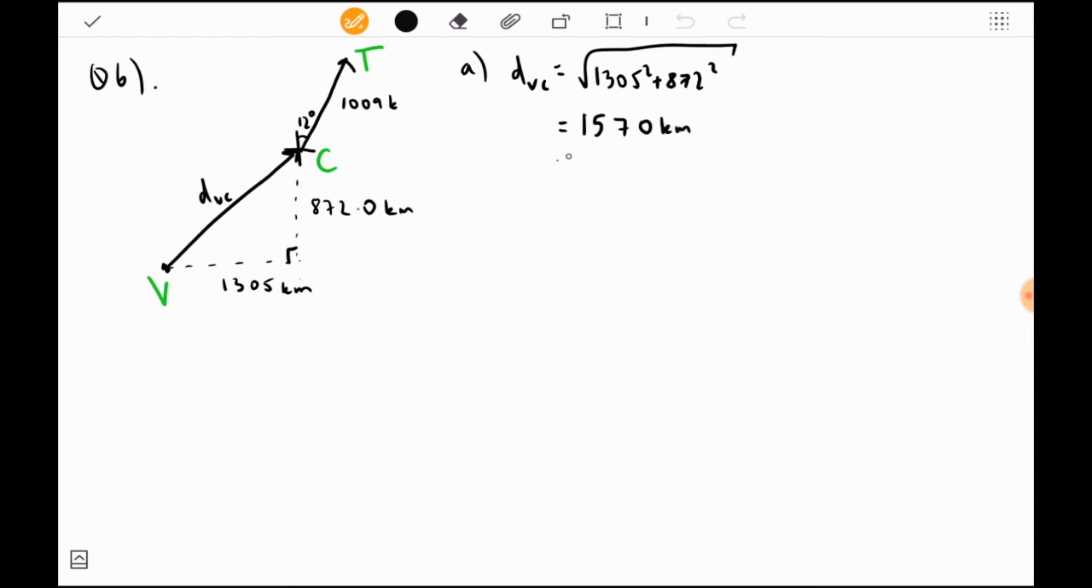1,570 kilometers. Okay, so far so straightforward. So part B. How far north of Conical City is Trigonometric Town? We know that Conical City is 1,009 kilometers away, but how far north is it? That means we need to find the northern component of the vector that traces the path between Conical City and Trigonometric Town. So that's simple enough.